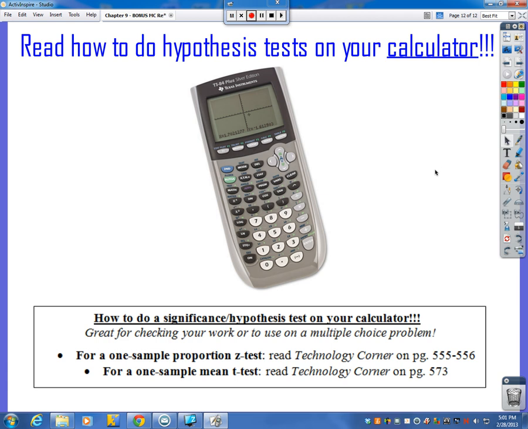So again, the very last little blurb I have here, if you haven't seen how to do hypothesis tests on your calculator, please go look on pages 555 to 556 to see how to do a hypothesis test for proportions, and then page 573 for how to do a hypothesis test for means.